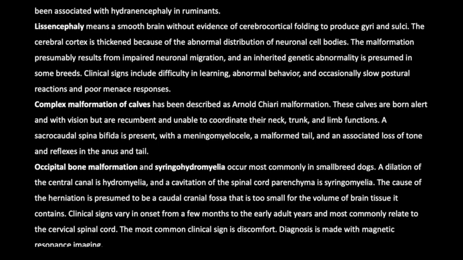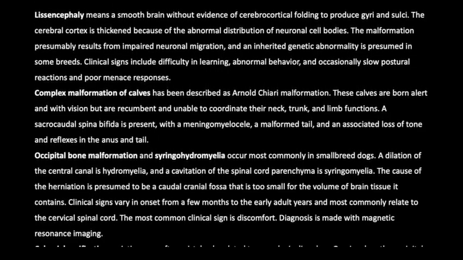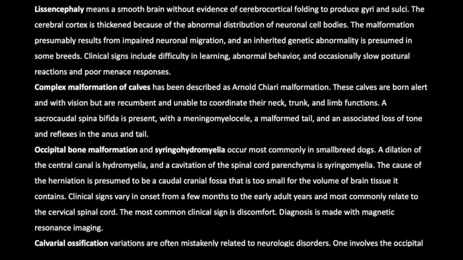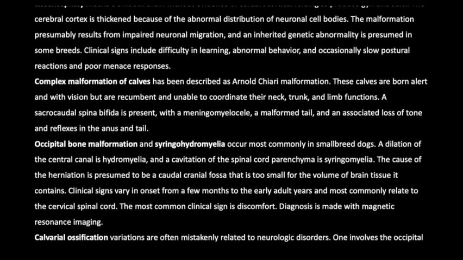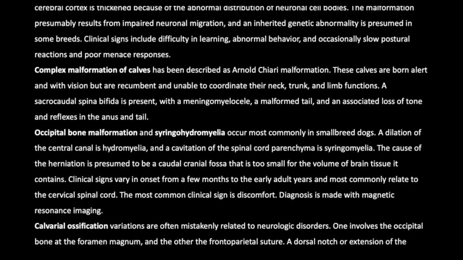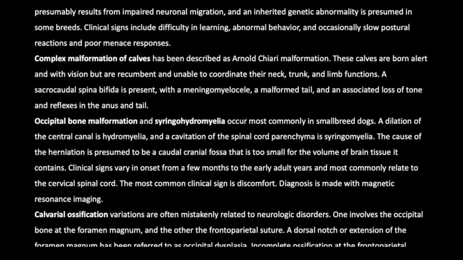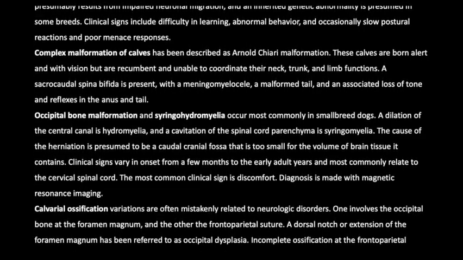Complex malformation of calves has been described as Arnold-Chiari malformation. These calves are born alert and with vision but are recumbent and unable to coordinate their neck, trunk, and limb functions. A sacrocaudal spina bifida is present, with a meningomyelocele, a malformed tail, and an associated loss of tone and reflexes in the anus and tail.